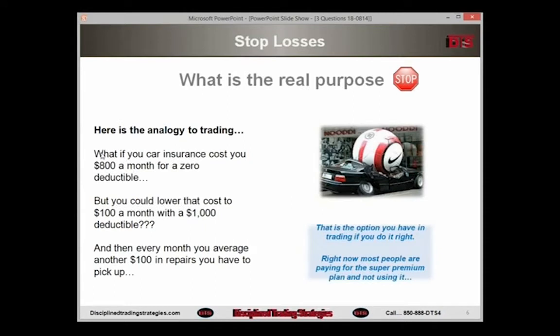What if your car insurance you're using right now costs you $800 a month and it had a 0 deductible? Meaning if you scratch somebody and they want a $10 fix on something, the insurance company pays for it. Very expensive insurance. But what if I told you you could lower your cost to $100 a month if you went up to a $1,000 deductible? And even if on the average month, let's say you had $100 of stuff you had to fork out of your own pocket, you're still paying $100 to $200 for that insurance rather than $800 a month because you're taking out insurance on just what you need.